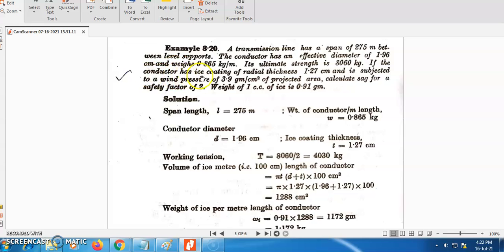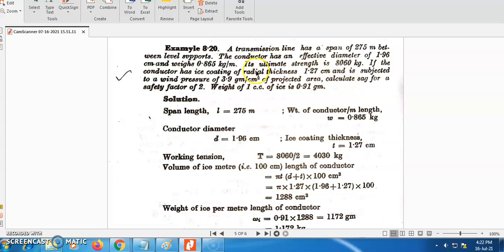If the conductor has an ice coating of radial thickness 1.25 centimeter and is subjected to a wind pressure of 3.9 gram per centimeter square of the projected area, calculate the sag for a safety factor of 2. The weight of ice is 0.91 gram per cubic centimeter.